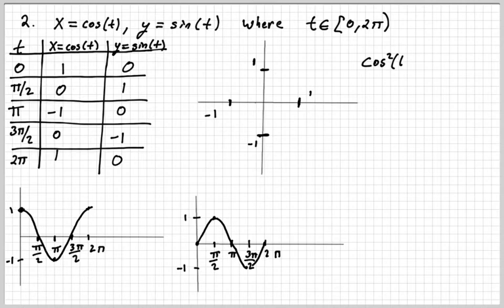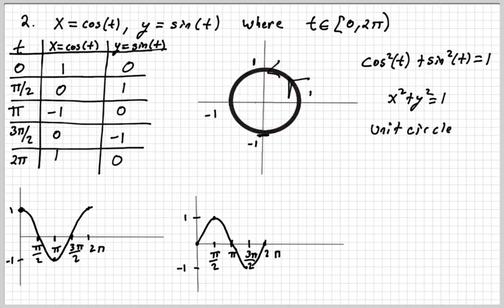So using the Pythagorean identity, cosine squared plus sine squared is equal to 1. Cosine is x, sine is y, so we have x squared plus y squared equal to 1, and that is going to be our unit circle centered at the origin. We do have an induced order, so we would start out at 1, 0, then 0, 1, then minus 1, 0, and then 0, minus 1, and so we have a counterclockwise rotation there.